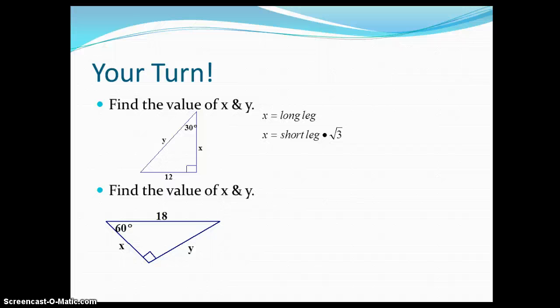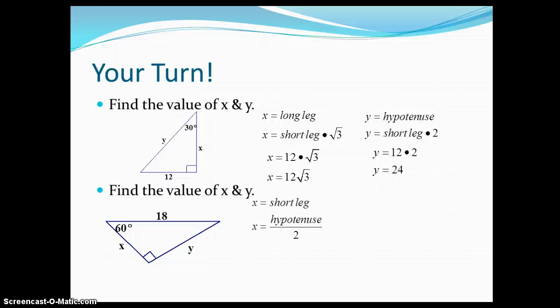In the first one, x is the long leg. So x is going to be the short leg times square root of 3. X is going to be 12 times the square root of 3, or 12 square root of 3. Y is the hypotenuse. So it's going to be the short leg times 2, or 12 times 2, which is 24.